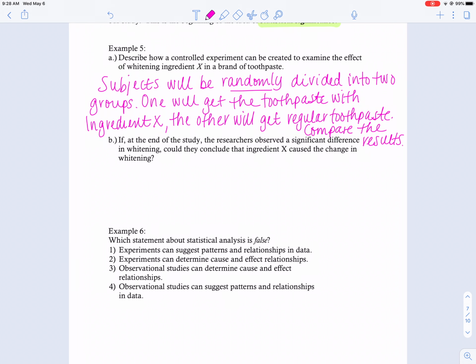If at the end of the study the researchers observed a significant difference in whitening, could they conclude that ingredient X caused the change in whitening? Yes, right? Experiments give evidence for cause and effect. As easy as that. Yes. Since this is an experiment, experiments give evidence for cause and effect.